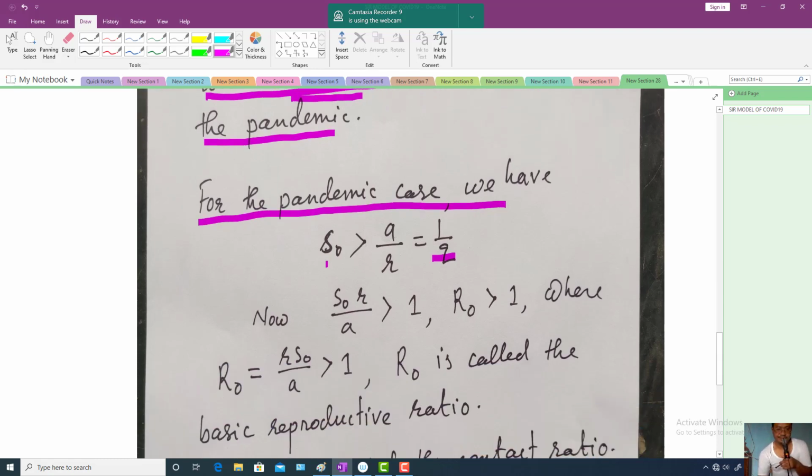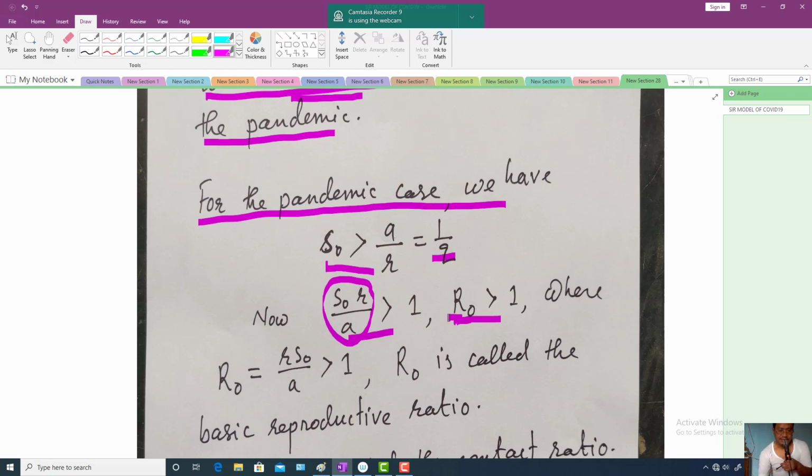Okay, so that means what? After simplification, the pandemic will occur if S naught times R divided by A is greater than 1. Let us replace this parameter by a new parameter R naught. So if this is greater than 1, then the pandemic occurs. That means R naught is greater than 1. This R naught is the reproductive ratio, or reproductive parameter.